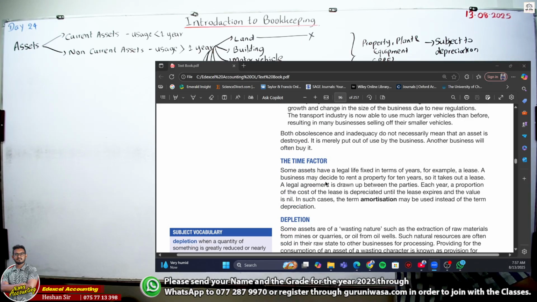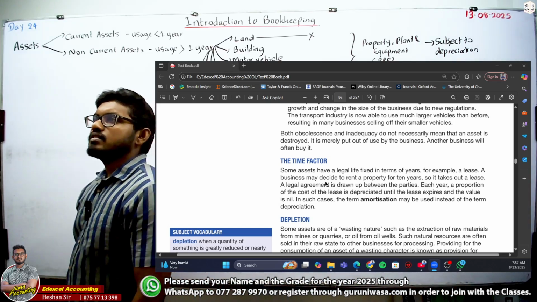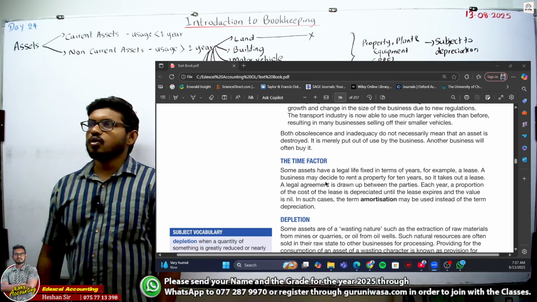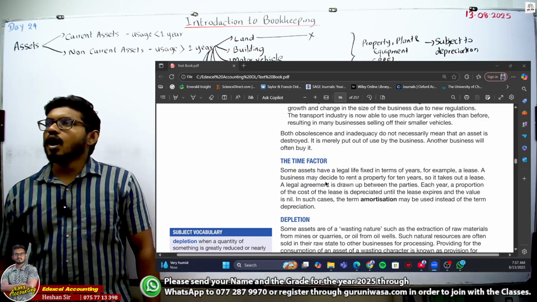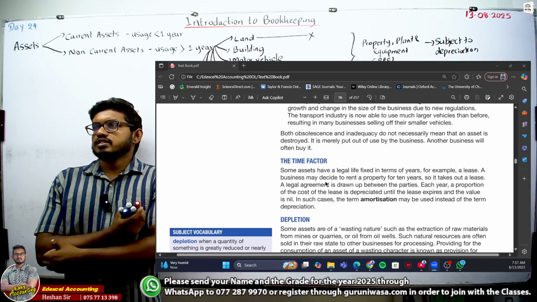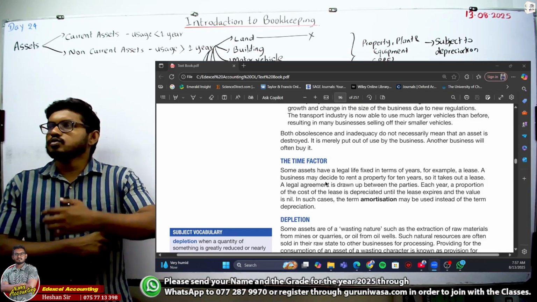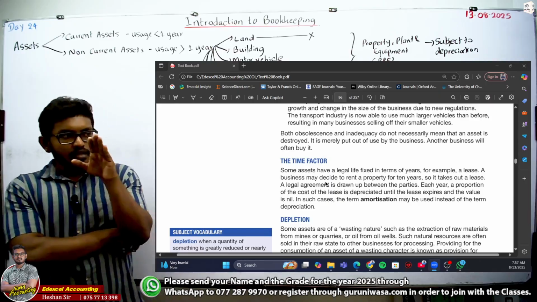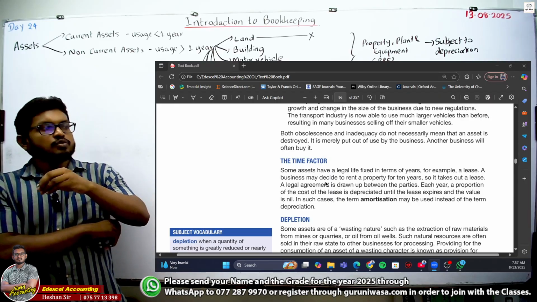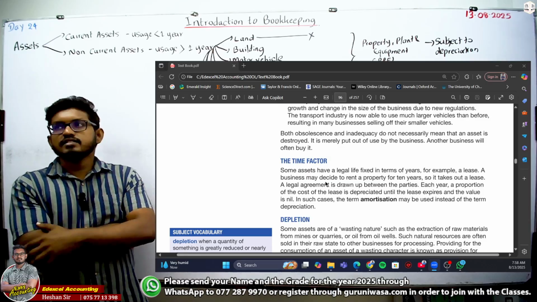Both obsolescence and inadequacy do not necessarily mean that an asset is destroyed. It is merely put out of use by the business. Another business will often buy it. So it just means the asset is not destroyed, it's merely put out of use by the business. By the time we use it, we need to remove it from the business, right? When the value decreases, right?